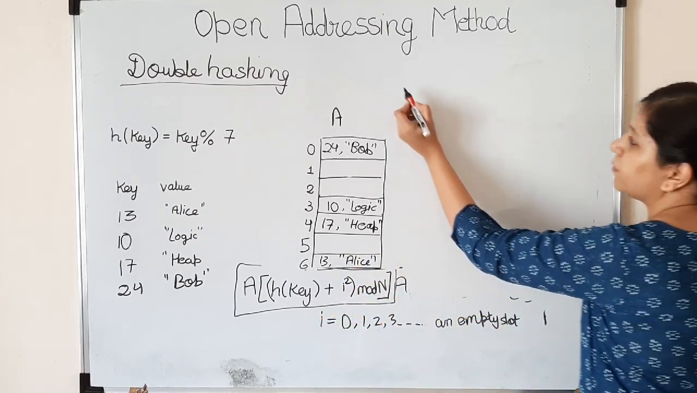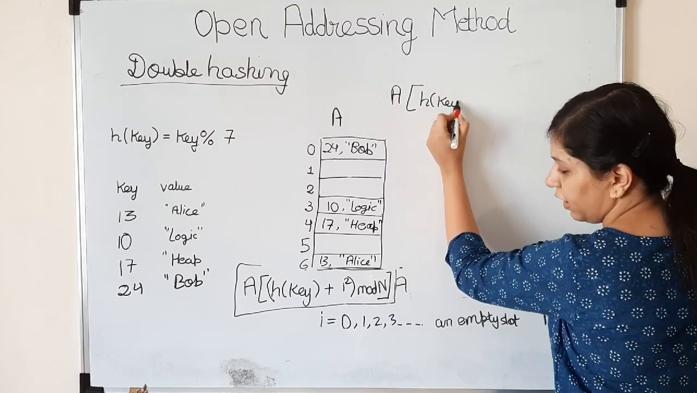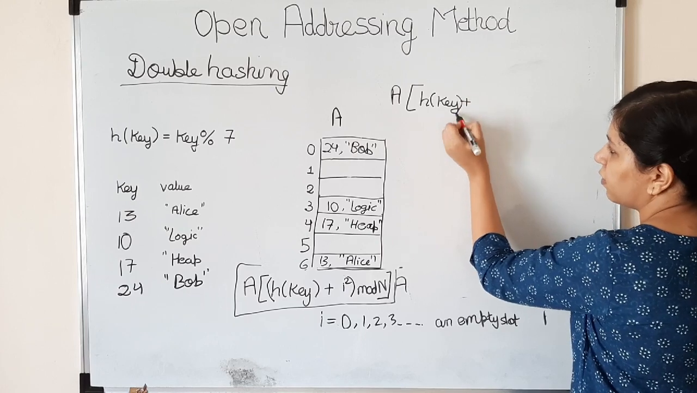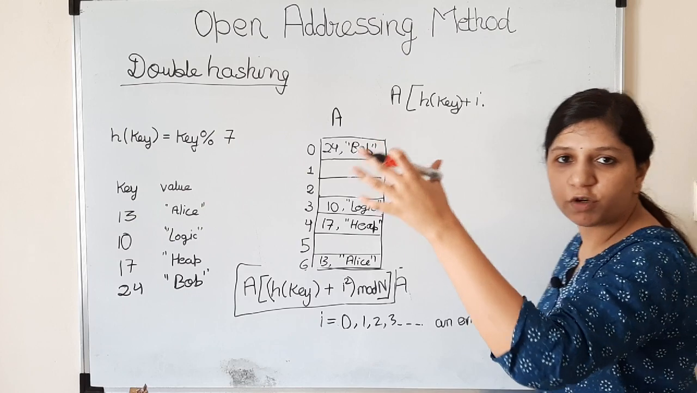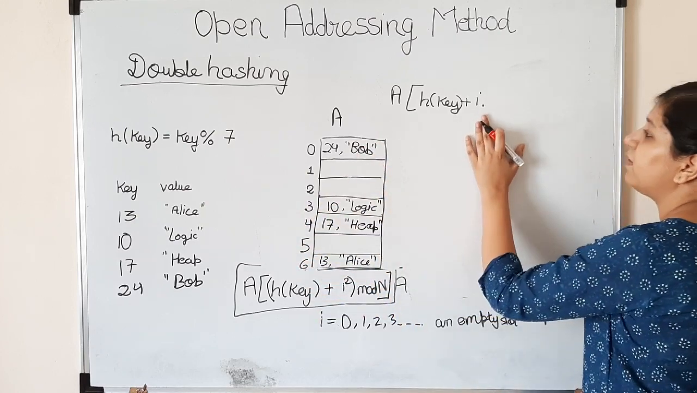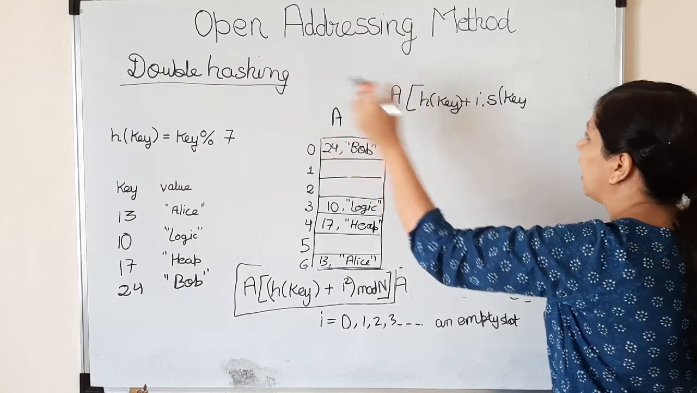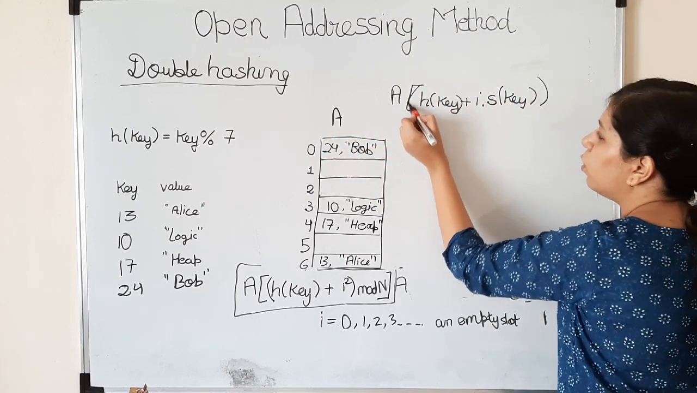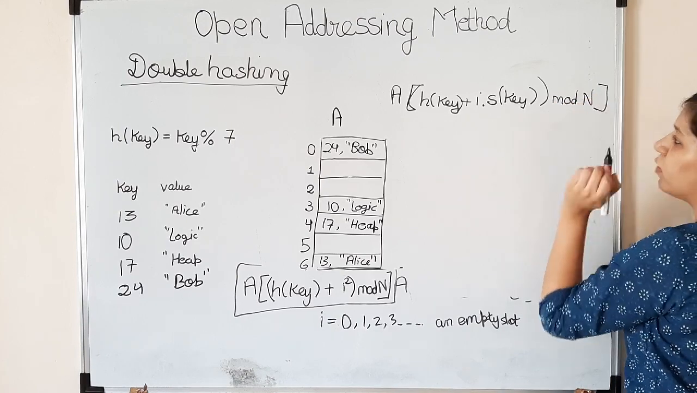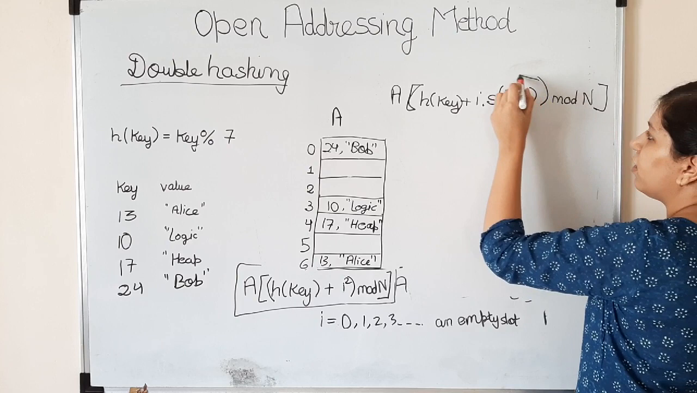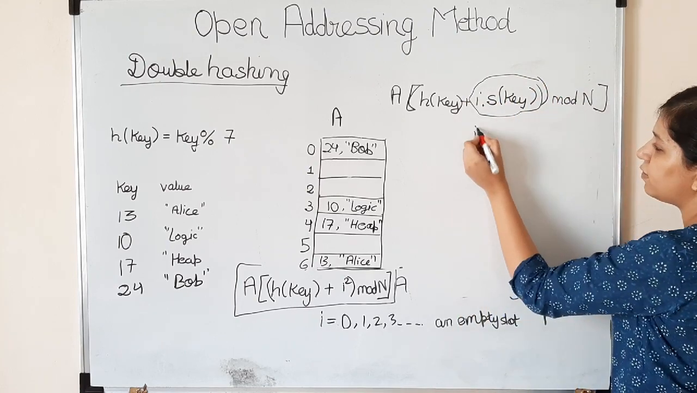h1(key) plus i, so that was what we were doing in linear probing. Now i gets multiplied by another hash function. So that's why the term double hashing. And this whole mod n. Now here see this thing, we are not going to make it 0 at any point. So i starts from 1.